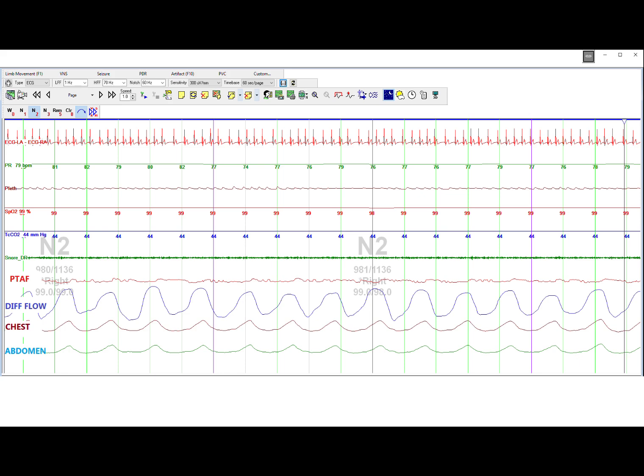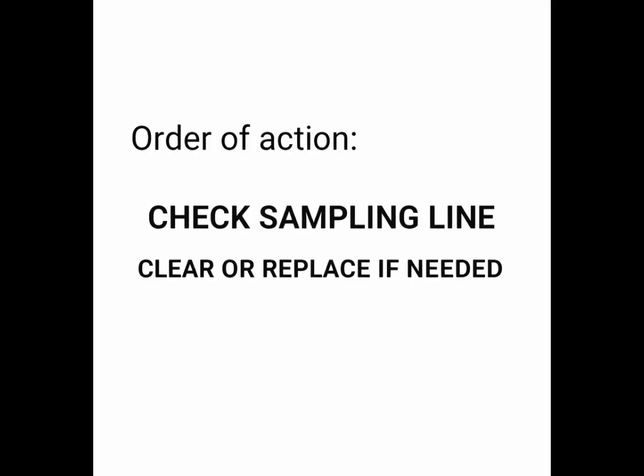Moisture buildup can obstruct the sampling line and affect PTAF signal accuracy. Clues that this may be due to moisture include a gradual decrease in the PTAF signal before it becomes flat, yet the diff flow remains unchanged and the patient appears clinically stable. Inspect the sampling line for moisture and clear or replace it if needed. In some cases, the sampling line may be gently flushed. However, replacing the line is often preferred to ensure signal accuracy.